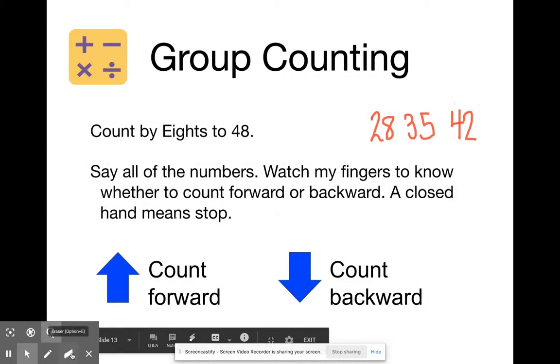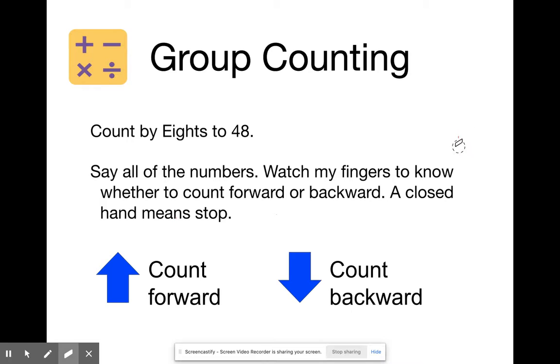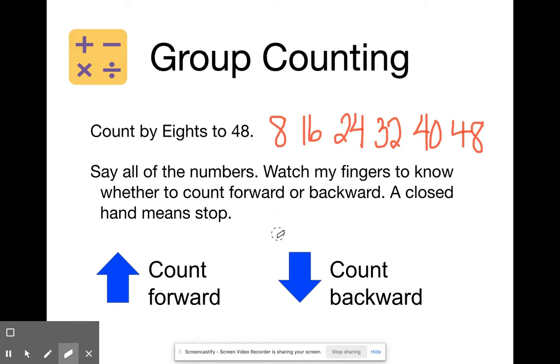Oh, and I need to erase those. All right, this time we are going to do the same thing, but we're going to count by 8s to 48. Okay, so I have drawn the numbers for us. We're going to start forwards, and then I'm going to erase some of the numbers. Everybody with me. The first one will be quick. 8, 16, 24, 32, 40, 48.